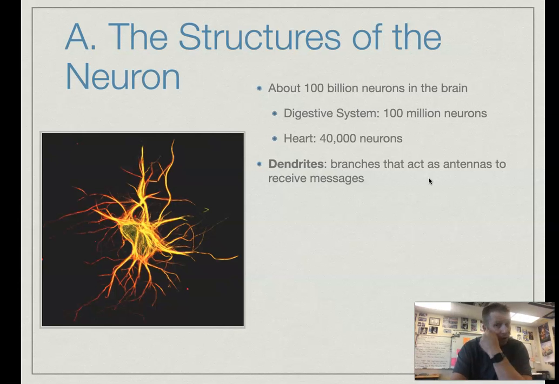Now, dendrites are the branches that act as the antennas to receive the messages. Dendrite, the way to remember that is the Greek word for tree is dendron, and so they're branches. Dendrite is really what it literally means, branches.